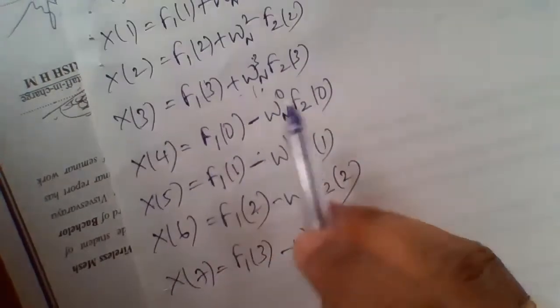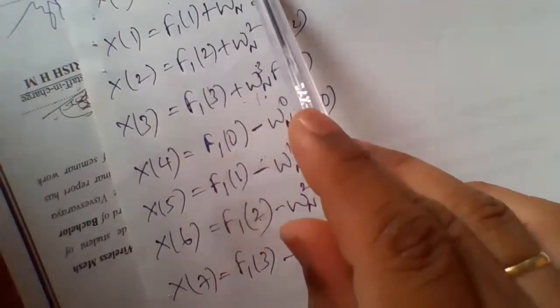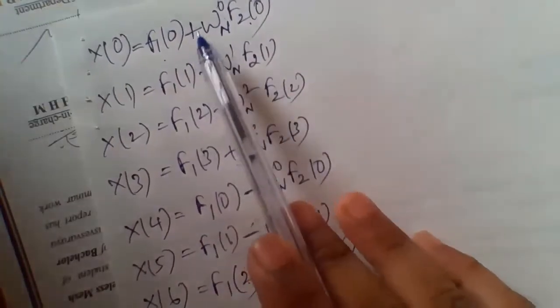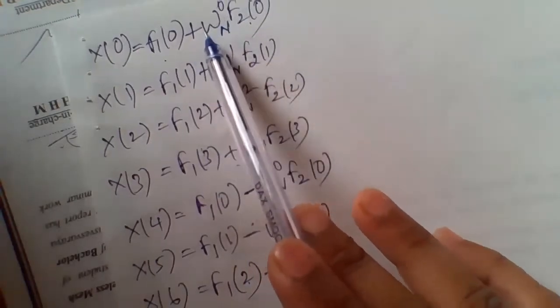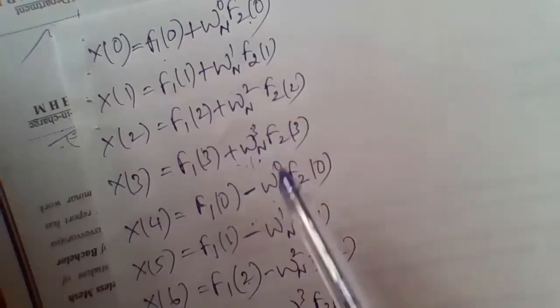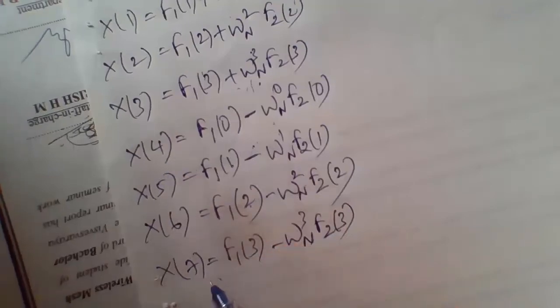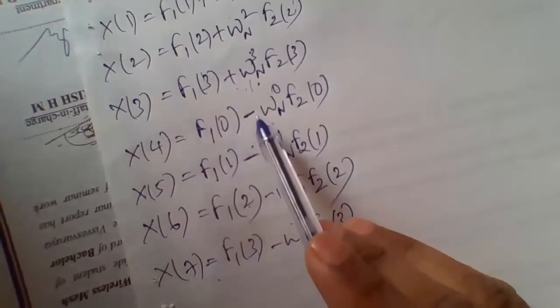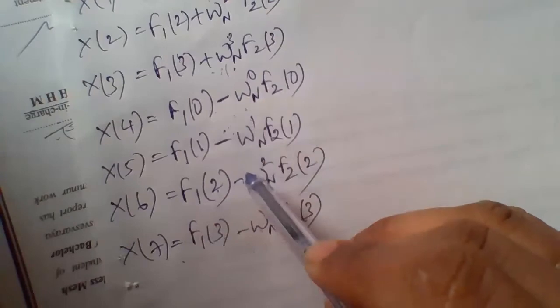So now one thing you observe here: first of all, the x values are composed of f1 and f2. The first four values are the additions of f1 and f2, with all plus signs for the dual factors. And the next four values, starting from x of 4 to x of 7, again use indices 0 to 3 only, but the signs are negative. So here 4 plus and then 4 minus are there.